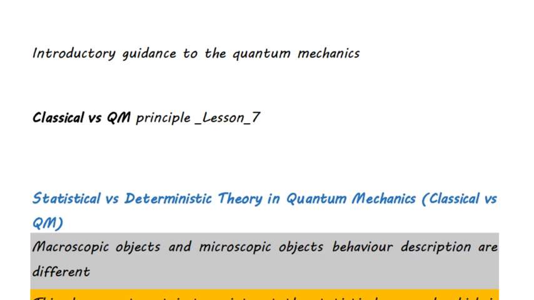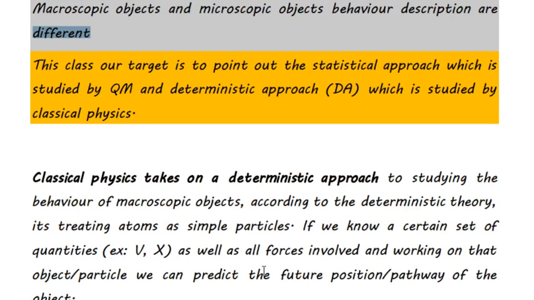classical physics. So the macroscopic objects and microscopic objects, which can include any very large particles or small particles, for example electrons, have different behavior descriptions in classical and quantum mechanics. So in this class, our target is to point out the statistical approach, which is studied by quantum mechanics, and the deterministic approach, which is studied by classical physics.